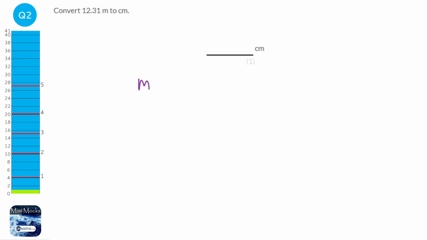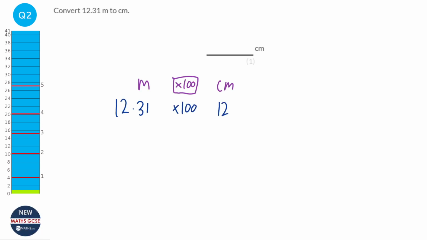To convert between meters and centimeters, we times by 100. So we do 12.31 times by 100, which would be 1,231 centimeters.